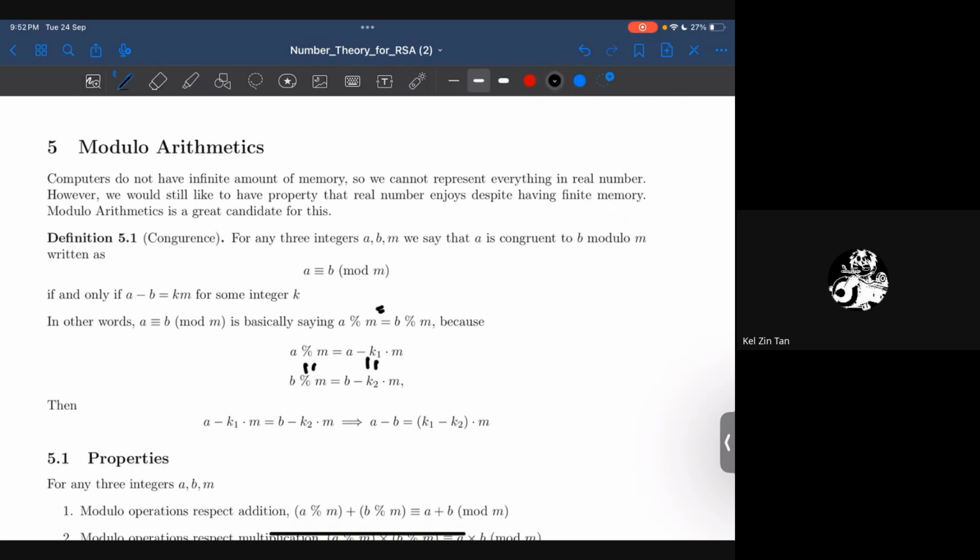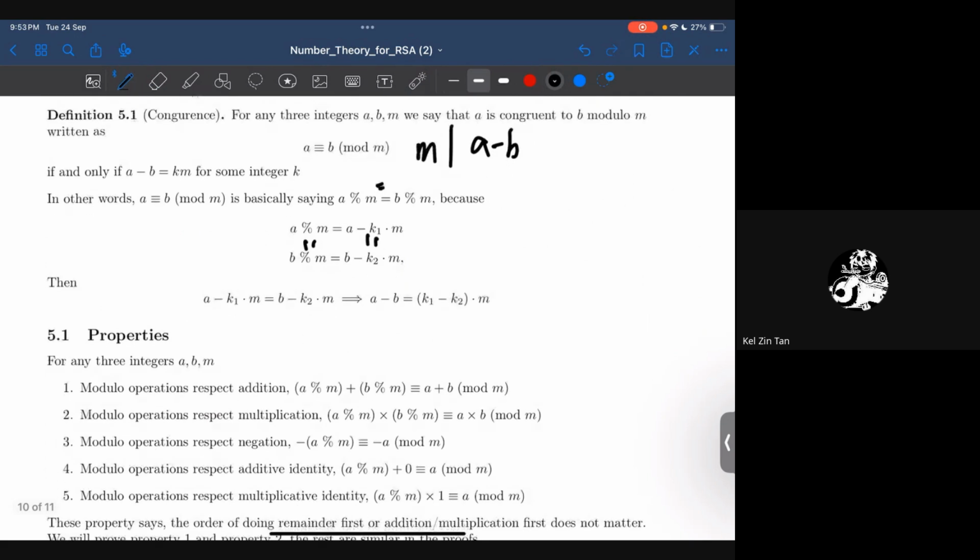So these two things are equal. So I just bring this down. Then I move this to one side. Then I get a minus b is equal to k1 minus k2 multiplied by m, which is basically our definition. It might sound a little bit fancy, but it basically says that I move this to here, and then for a minus b, this thing m must divide it.